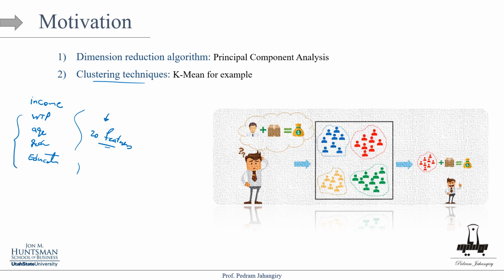You can go ahead and apply PCA, reducing these 20 dimensions into 2. It can be PC1, PC2, these are the dimensions, right? And you already know that this PC1 is a function of all those features, a function of all those income, willingness to pay, etc., 20 features.